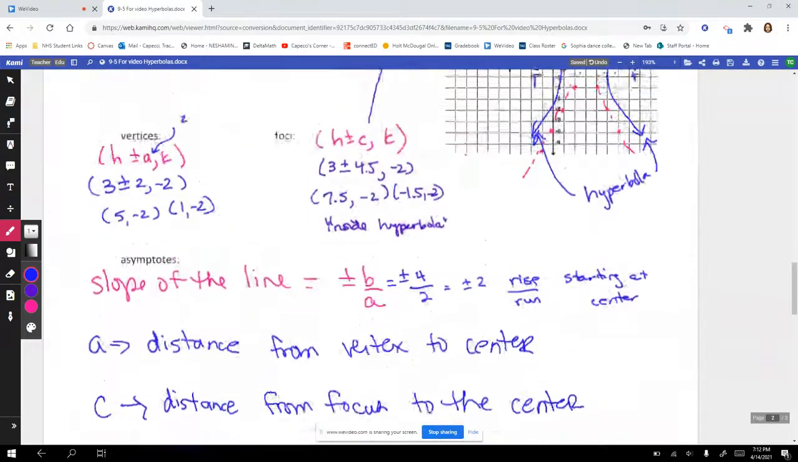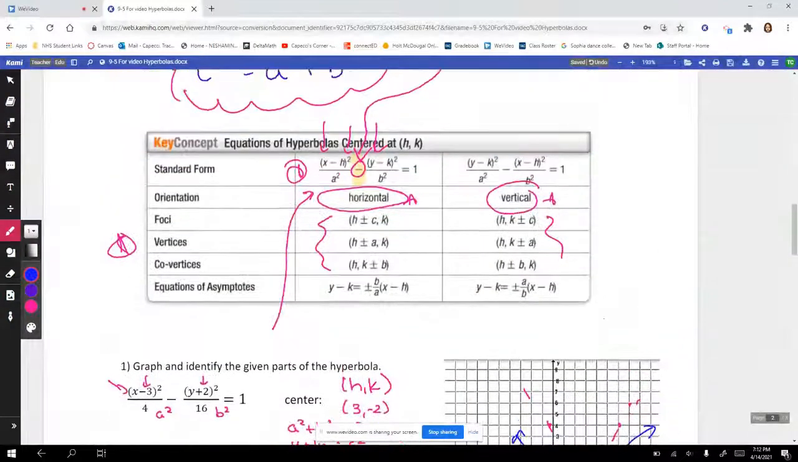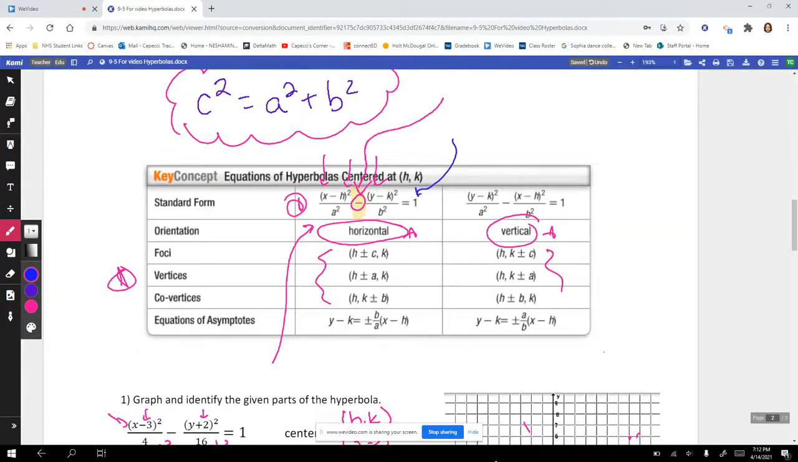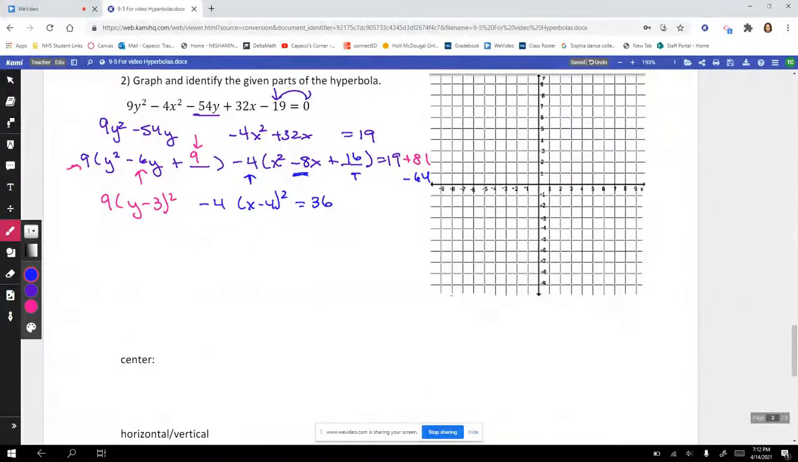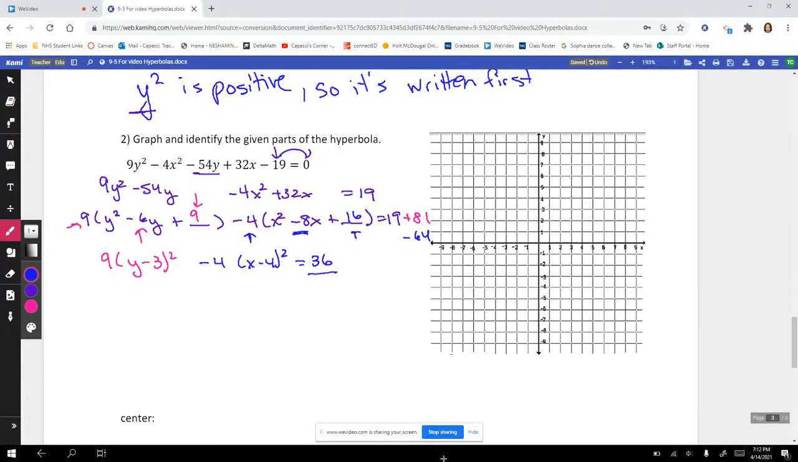Now, if you go back to our little chart here, besides the subtraction sign, we need our right-hand side, our constant, to be 1. So right now, our constant is 36. So we've done this before in another shape. Everything divided by 36, like with ellipses. So that gives me y minus 3 quantity squared over 4 minus x minus 4 quantity squared over 9 is equal to 1. Okay, so now we're ready to graph.